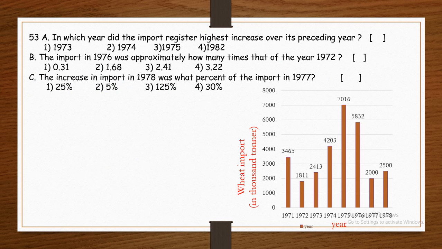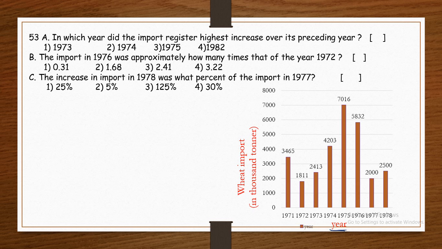See, here a bar graph is given. So using this information we need to answer these questions. On the x-axis we have the year, and on the y-axis we have wheat import, that too in 1000 tons. In 1971 it is 3465 thousand tons, 1972 1811. Likewise we have the data, so using the data we are going to answer these questions.